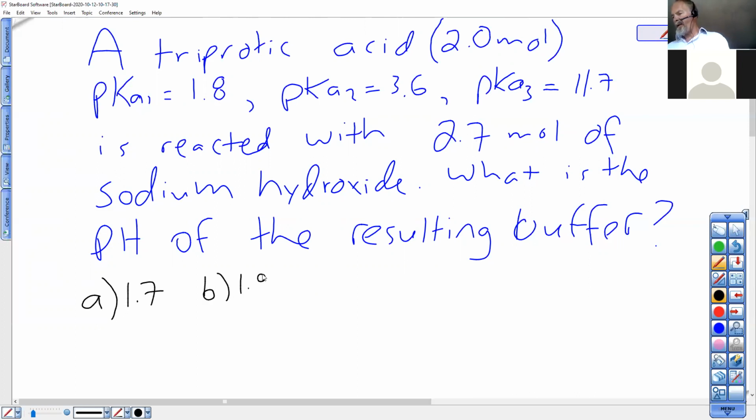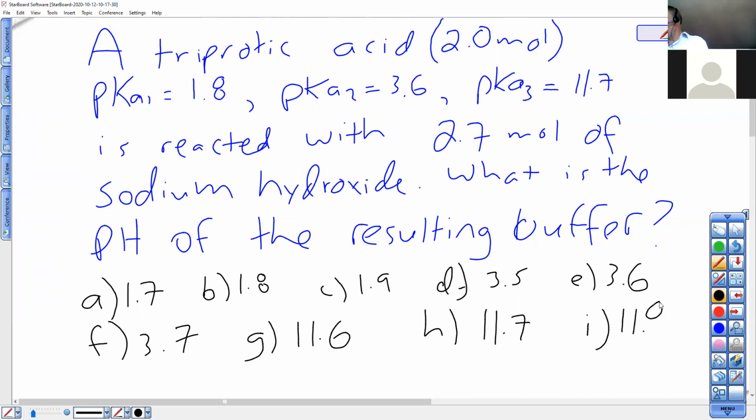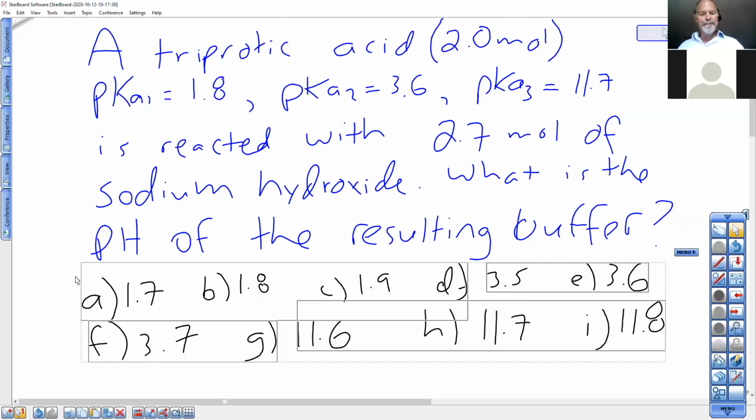B 1.8, C 1.9, D 3.5, E 3.6, F 3.7, G 11.6. I think some of you see where I'm going with this. 3 sets of answers all centered on pKa's. At least that was my intention. I hope I accomplished it.